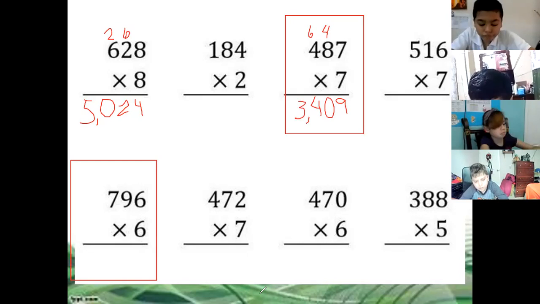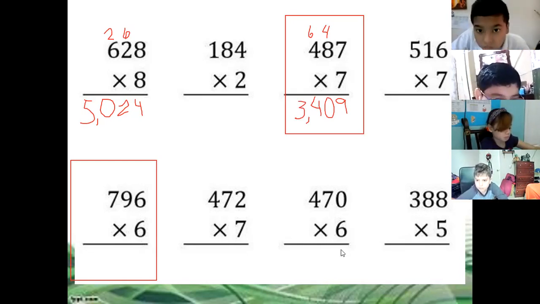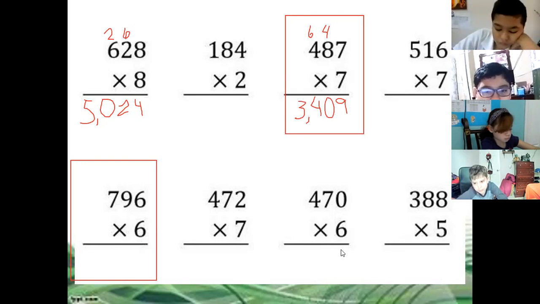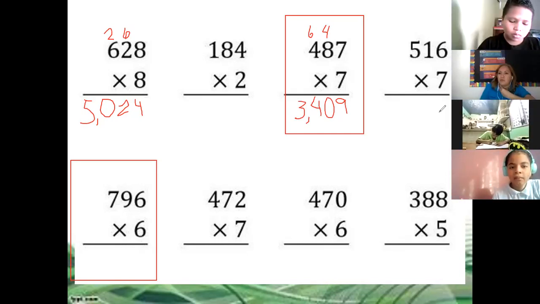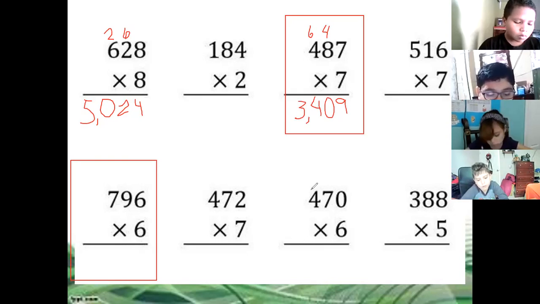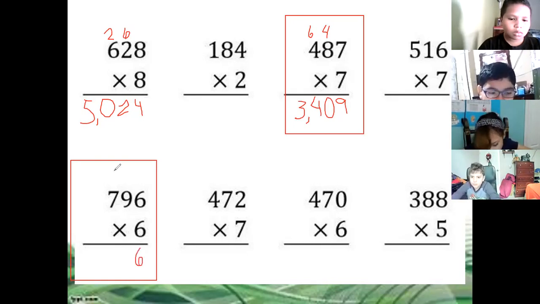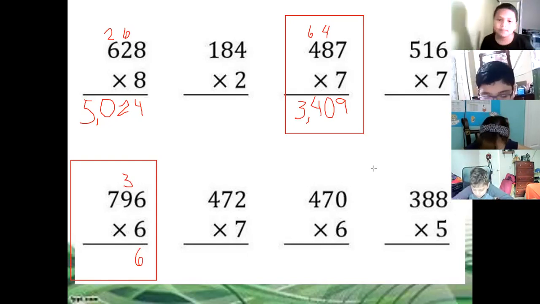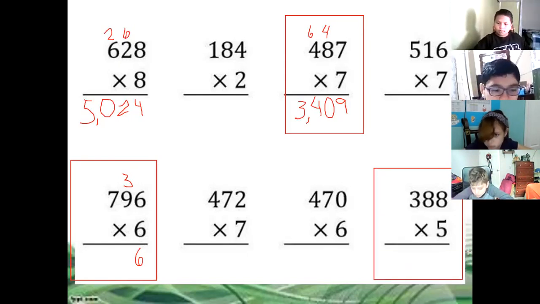This one, 796 times 6. Forty-six, you said? What did you say? What numbers did you multiply? 6 times 6? 36. Write the 6 and regroup the 3. Next multiplication.